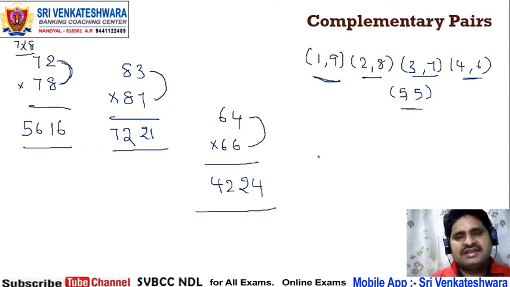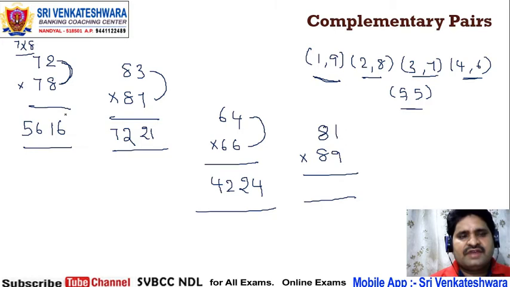Let's check the 1 and 9 case also. Be a bit careful with this one. 81 into 89, if you want to multiply 81 into 89, how do we write it here? Look at 1 into 9. Basically 1 into 9 will become 9. But look, in all the cases, if you write 5 into 5, I'm writing 25. 2 8s are 16, 3 7s are 21, 4 6s are 24. Every time, how many digits are we writing? 2 digits. Na? Here also we write 2 digits, so 1 into 9 we have to write as 09.